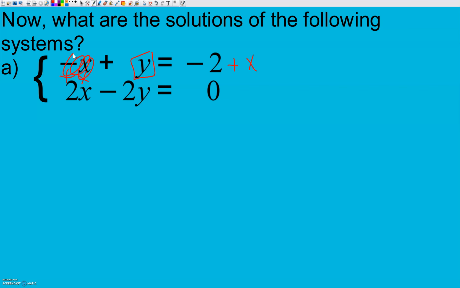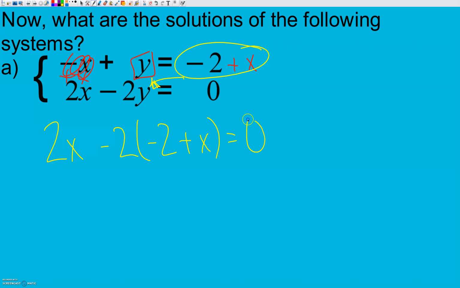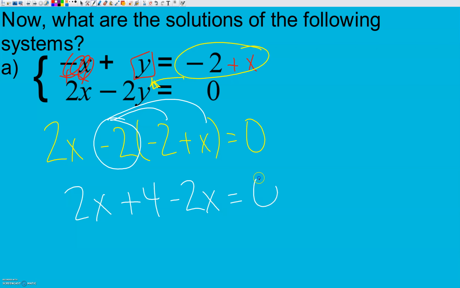So I have y equals -2 plus x. I know what y equals, so I'm going to take what my y is and substitute it into my second equation. We distribute, and when I distribute, don't forget that I take the sign with my number. So I get 2x plus 4 minus 2x equals 0. Combine like terms. 2 minus 2 gives me no x's, so I have 4 equals 0.